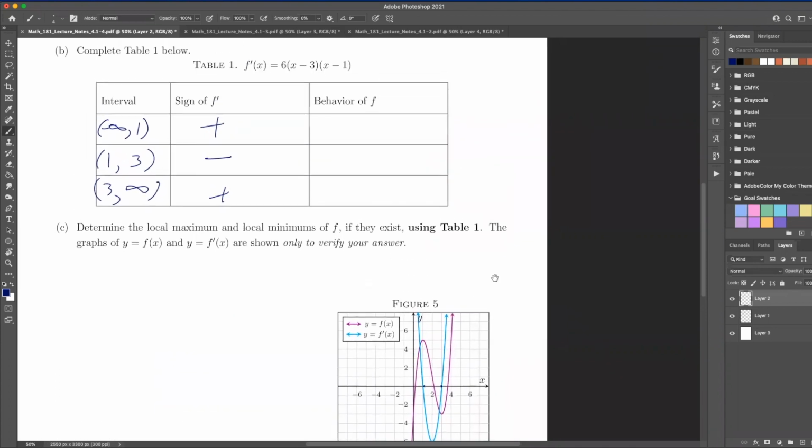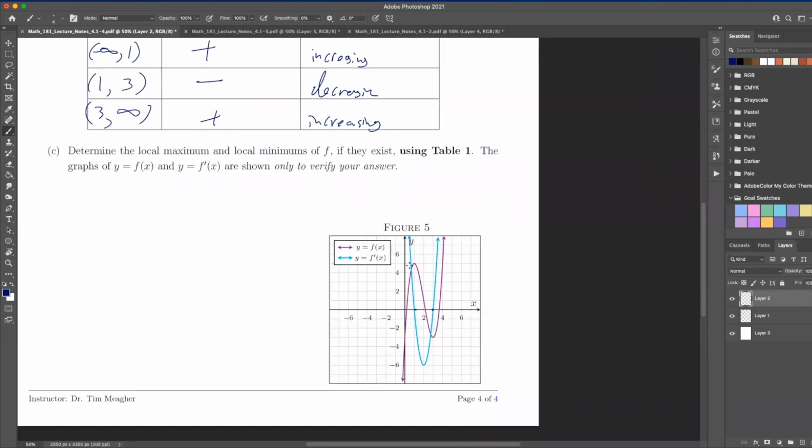So what's the behavior of f? Well, notice where the derivative is positive, our function's increasing. Basically, that means we have a positive slope, right? So this is increasing. Here it's decreasing. And here again, it's increasing. And notice that's what matches this. So it's increasing, decreasing, and then increasing.